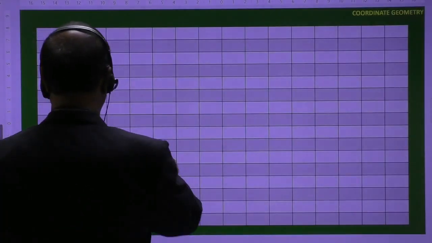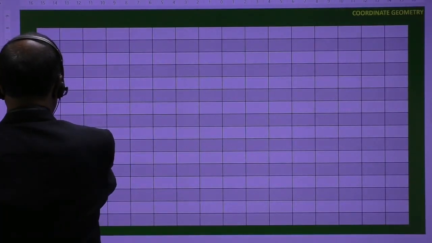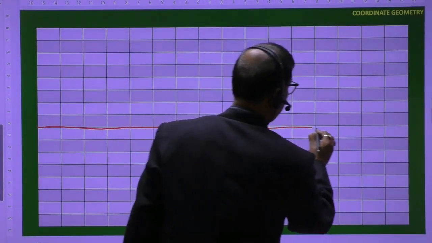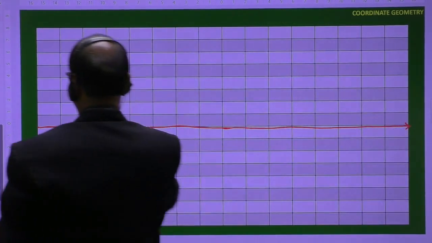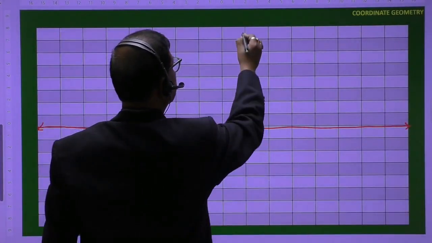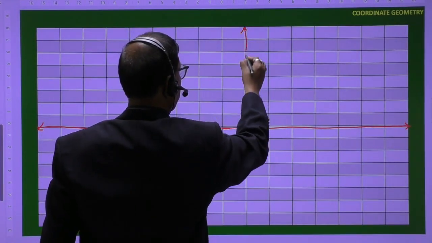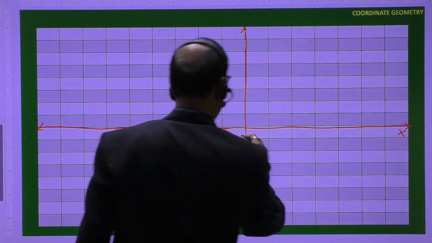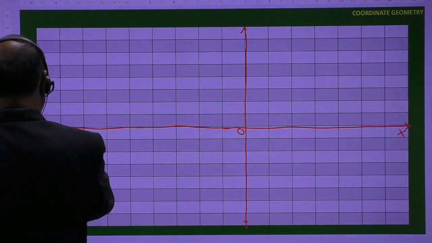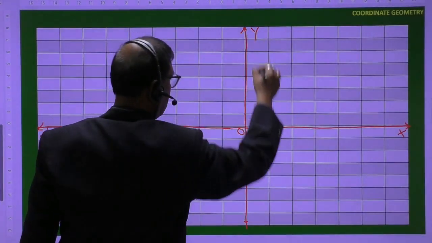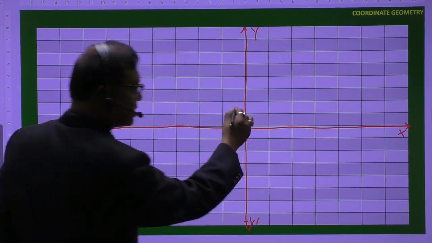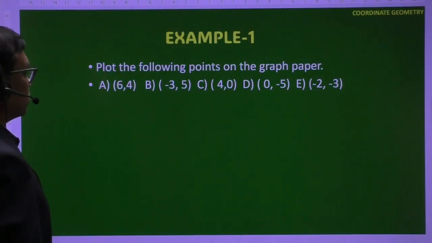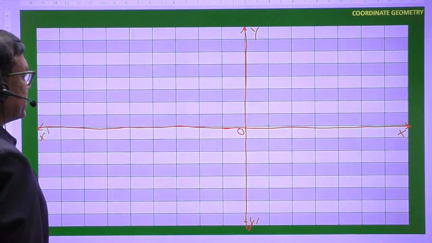See here on the graph paper, again I am drawing one horizontal line and one vertical line. Horizontal line x dash, which is known as x-axis, and y dash, which is known as y-axis. So the first point is 6 comma 4.